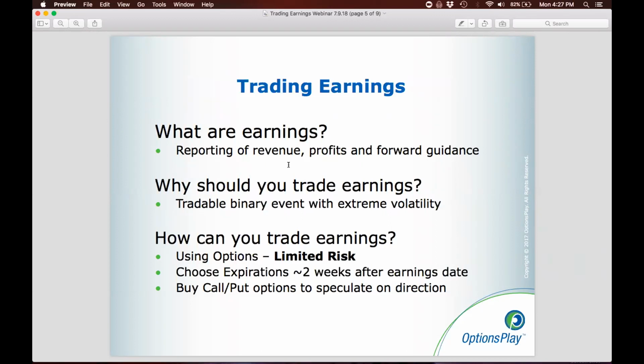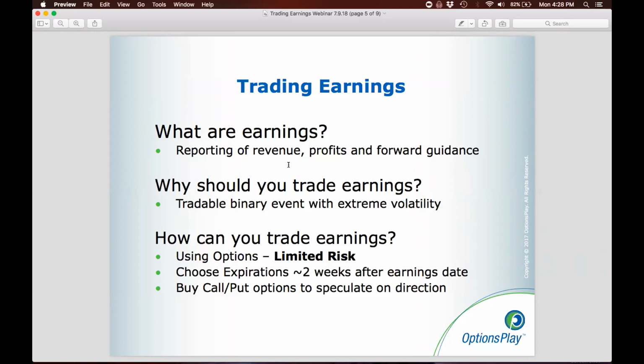Now, why should you trade earnings? Trading earnings is not for everyone, because earnings creates the largest volatility for stocks each year. The 4 largest volatility events typically are the earnings announcements for each stock. What this creates is a binary tradable event, meaning a single event that causes a very quick move in one direction or another that is tradable by you.